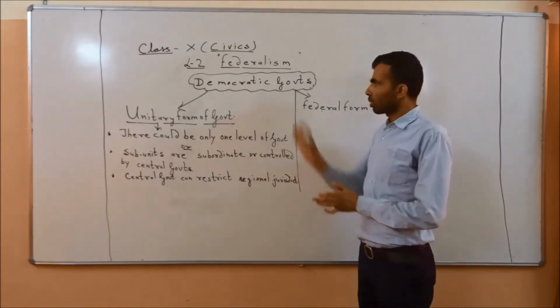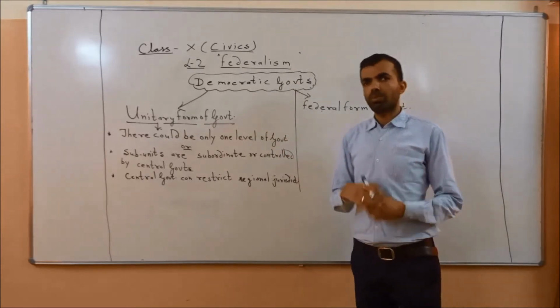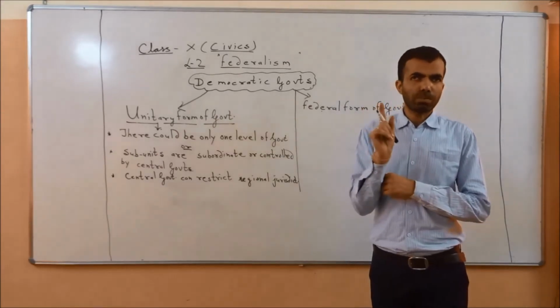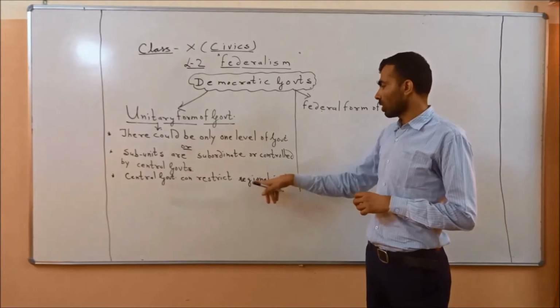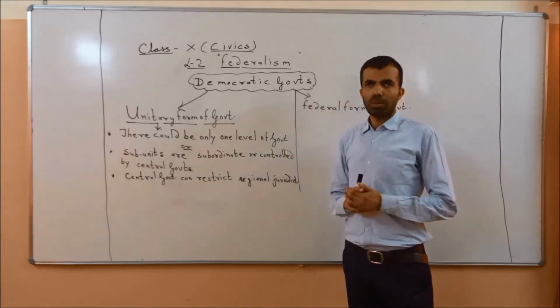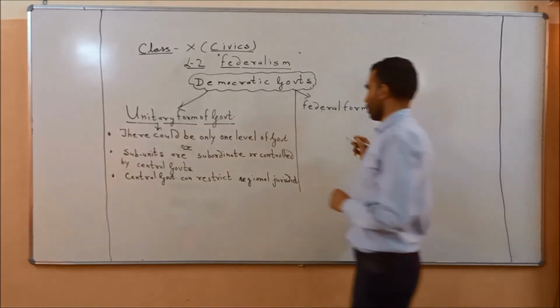Alright, so I have cleared you about the unitary form of government. For revision, we can take it that when there is only one set of government, or if there are any subunits, they too are restricted, under the extreme control of the central government. That could be unitary. Now we go to the other set of government, that is the federal form of government.